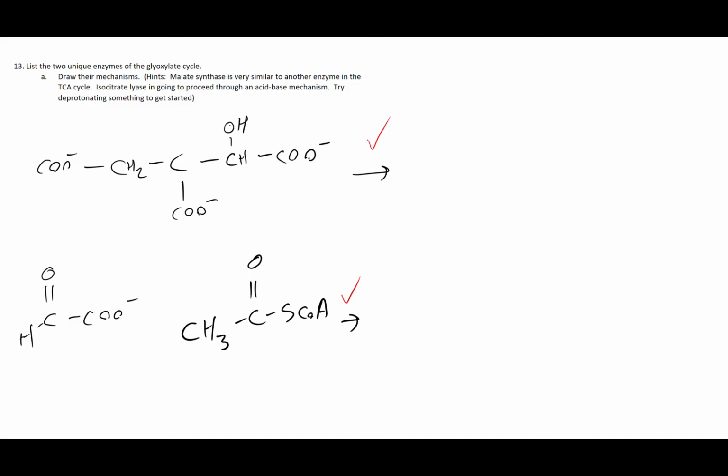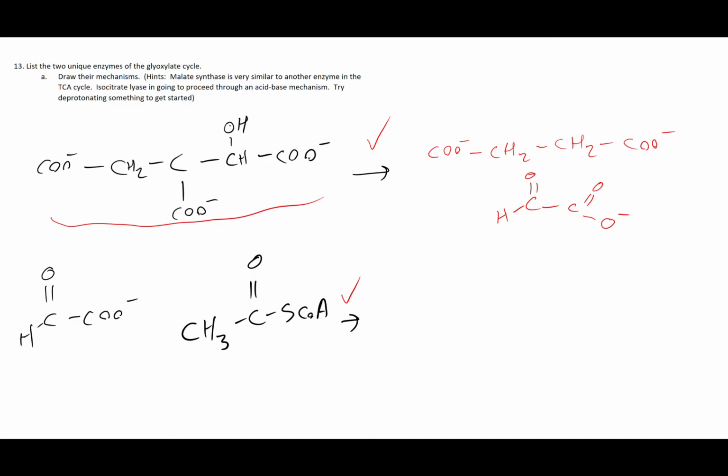All right, isocitrate lyase. What is it doing? Well, it's taking isocitrate here and it's breaking it up to form succinate and glyoxylate. All right, so I find it's really helpful in these sorts of reactions to try to find where the two different products are coming from.